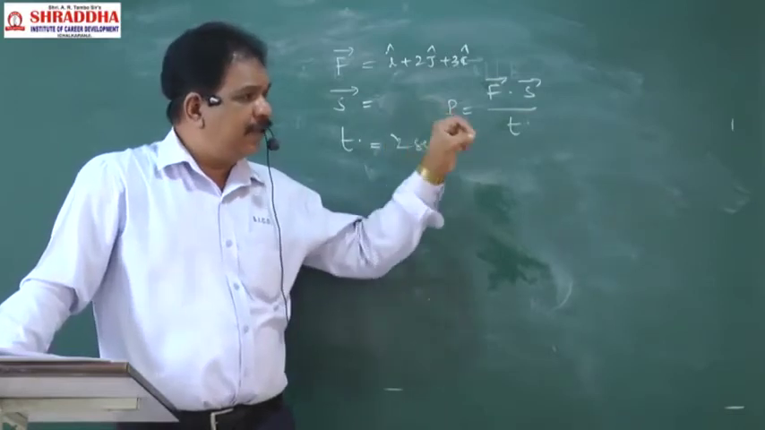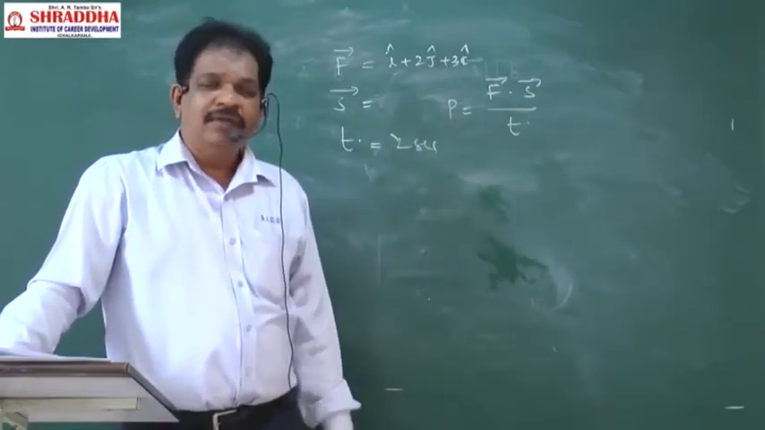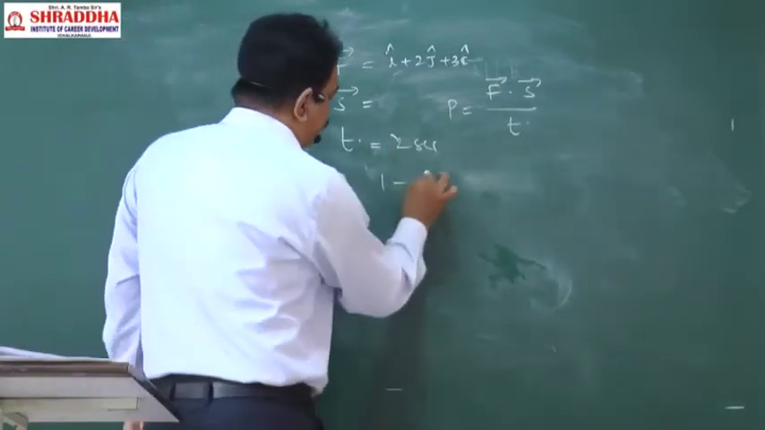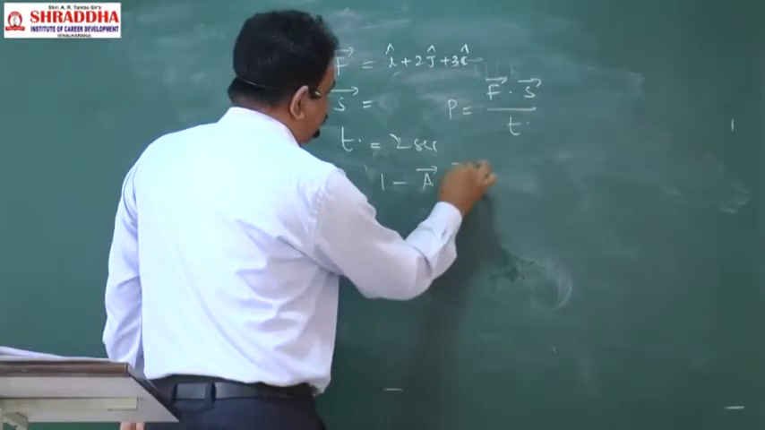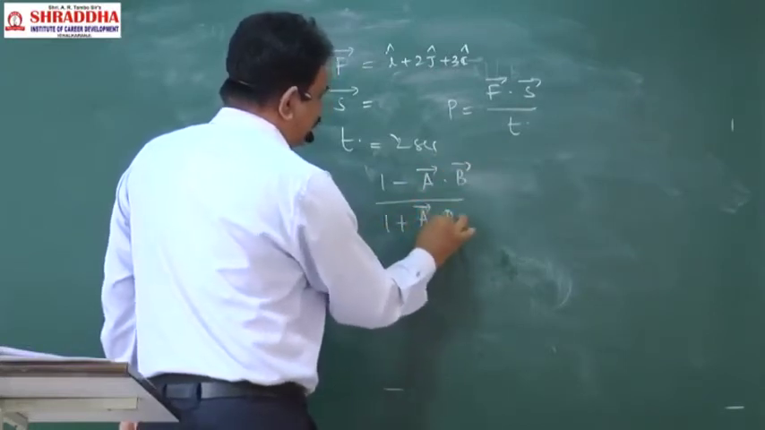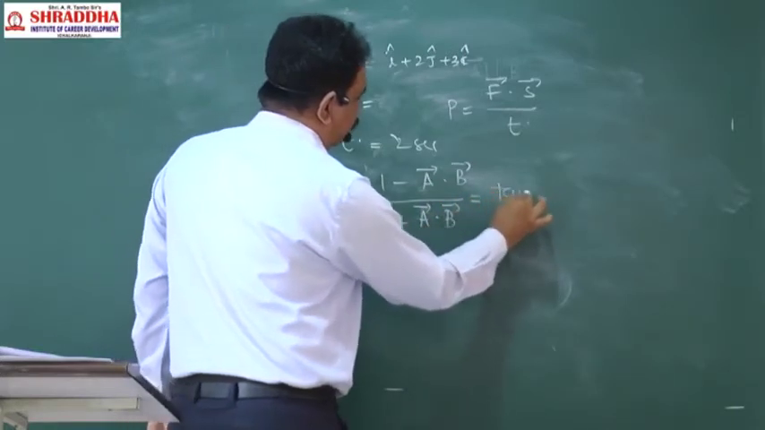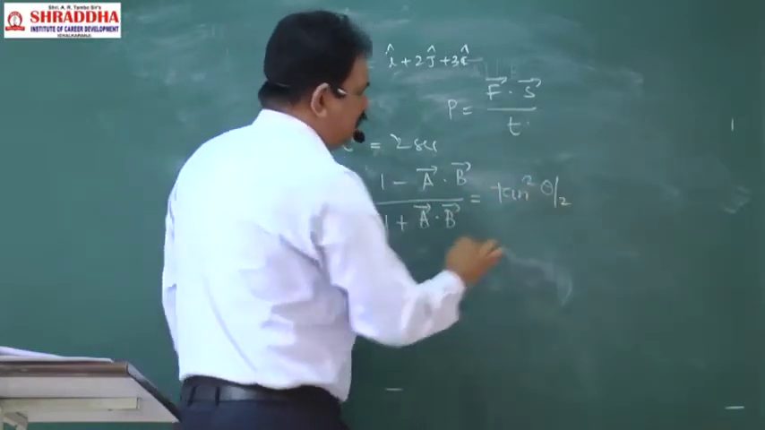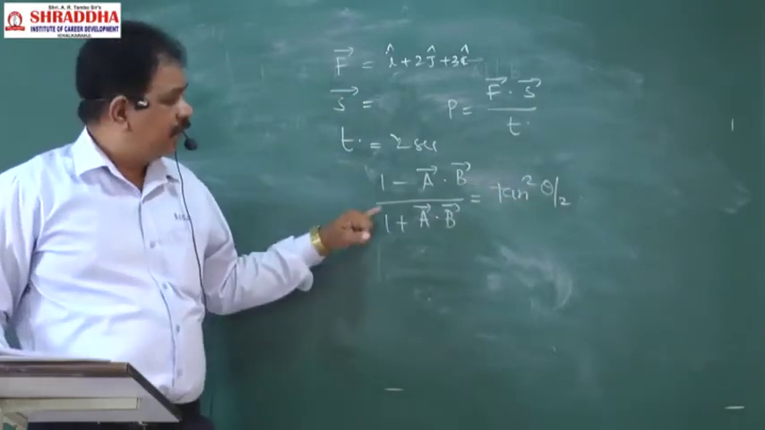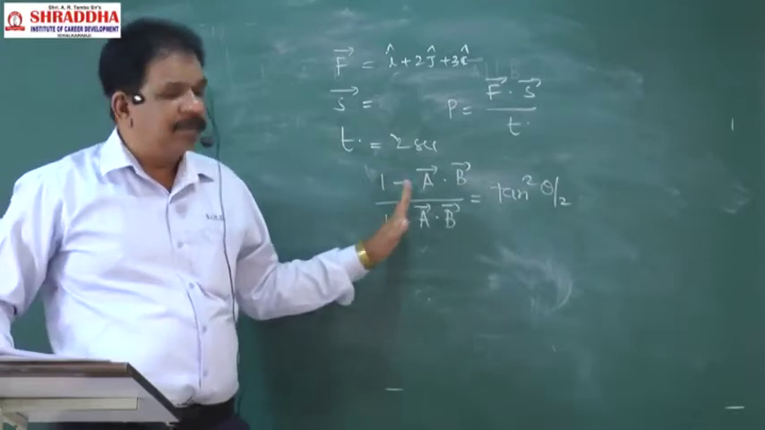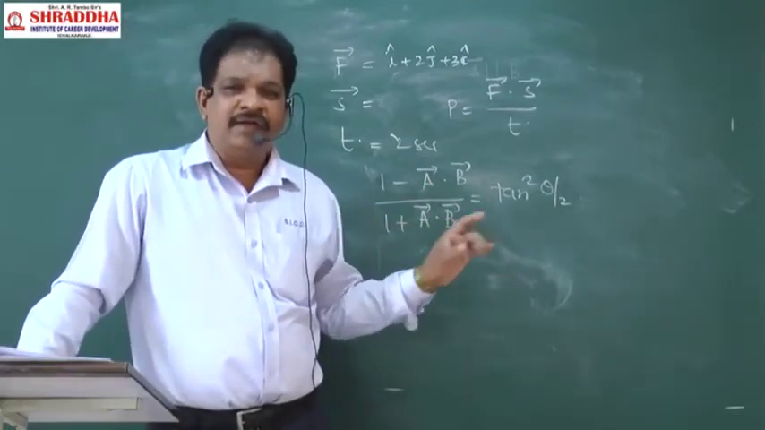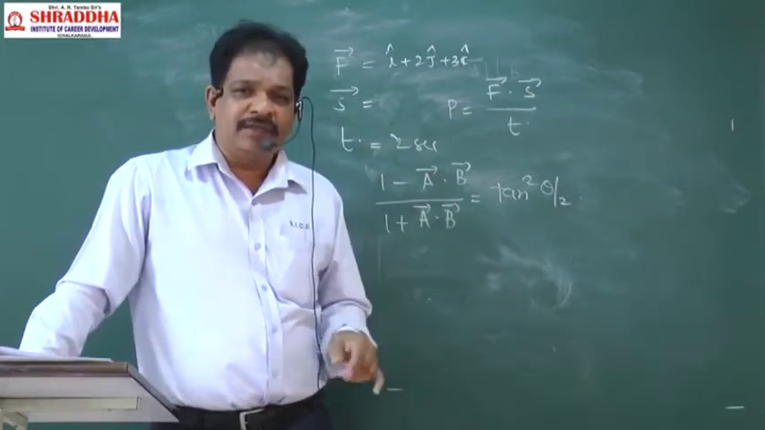But some standard questions will be there, and those questions they will ask in that manner only. (1 minus A bar dot B bar) by (1 plus A bar dot B bar), how much? Tan square theta by 2. Clear? For some types of questions, remembering the answer is not at all wrong in a competitive examination.